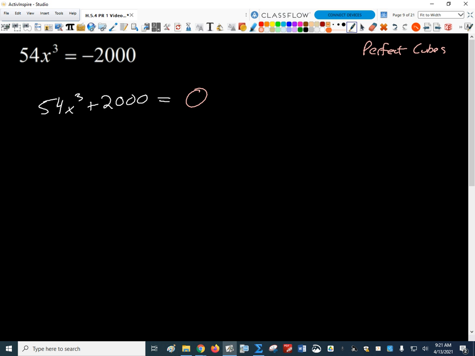Well, 1 cubed is 1. 2 cubed is, 3 cubed is, 4 cubed is. They grow pretty fast, don't they? 5 cubed. Good. 6 cubed. There you go. 7 cubed. 343. Is that right? Yeah. 8 cubed.